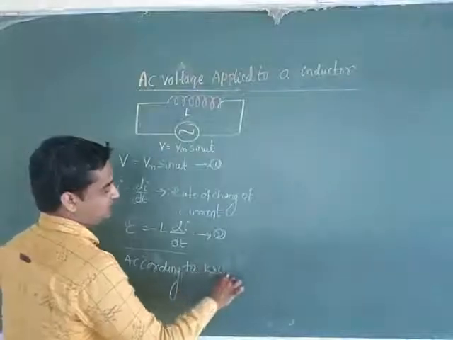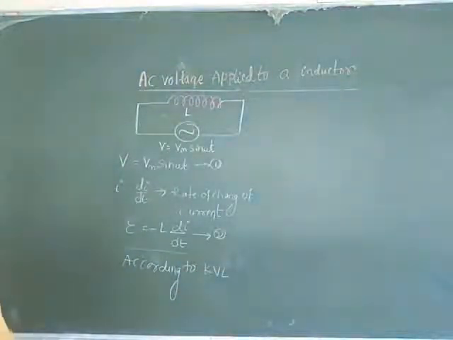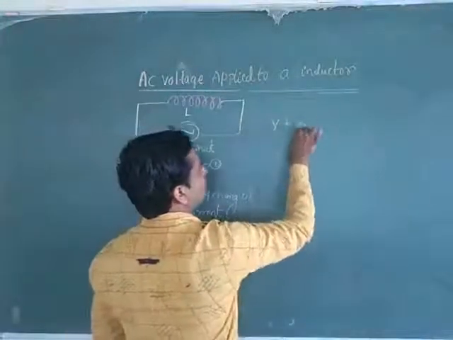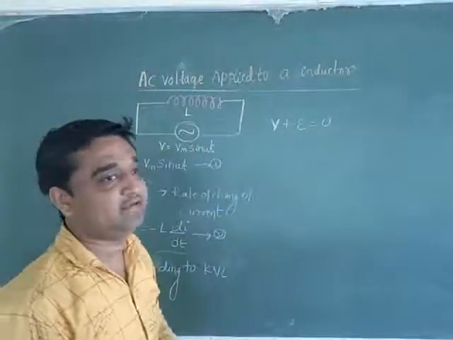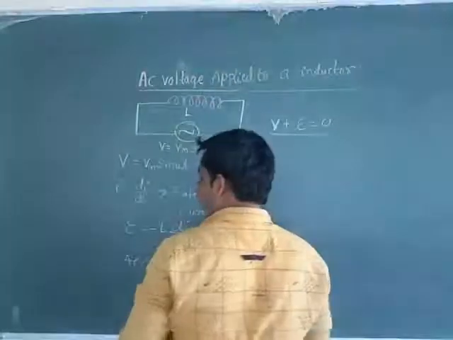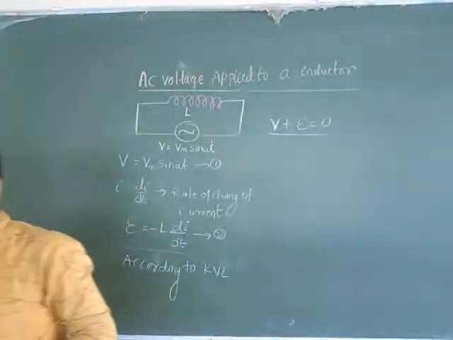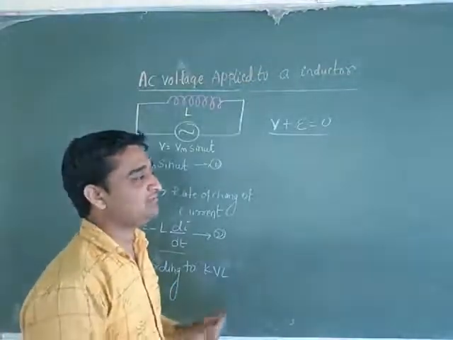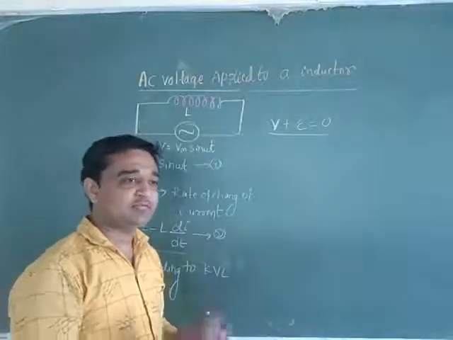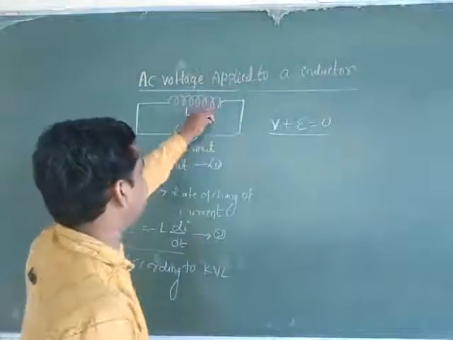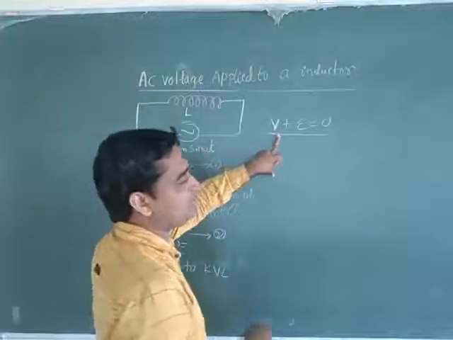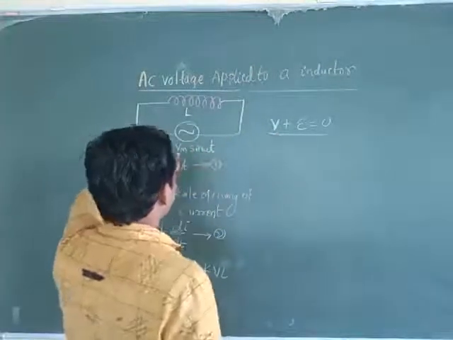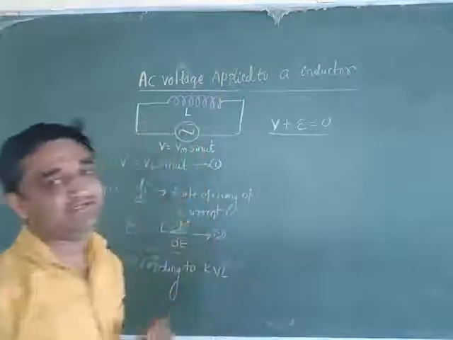According to KVL, that is Kirchhoff's voltage law, what can we write here? V plus E is equal to 0. So we have the applied voltage and also the induced EMF, right? According to Kirchhoff's voltage rule, the sum of IR products is equal to the sum of EMF, but we have not connected a resistor here, so we have to consider only the total algebraic sum of EMF. One is the applied one, and another one is the induced one. Therefore V plus E is equal to 0.